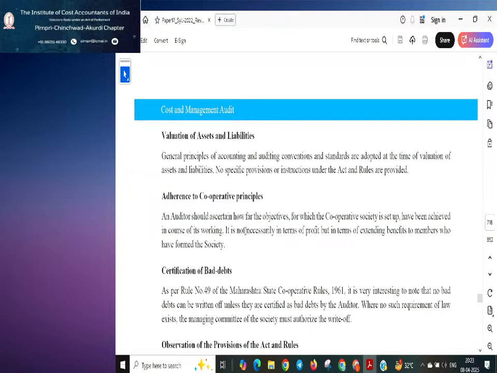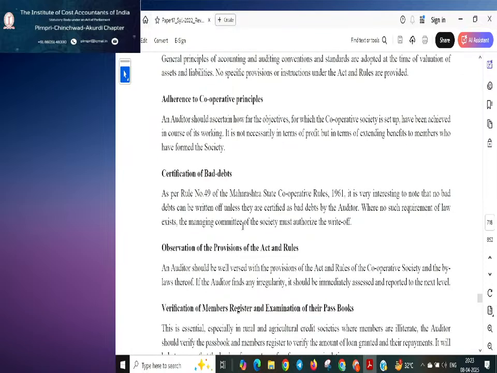Adherence to cooperative principles is very important. And then certification of bad debts needs to be provided by the auditor. So he is going to give this. And then observation of the provision of the acts and the rules. So the auditor should be very well versed with the rules and regulations of the cooperative societies and the bylaws of the society as well.